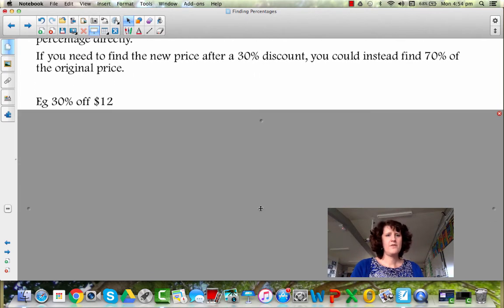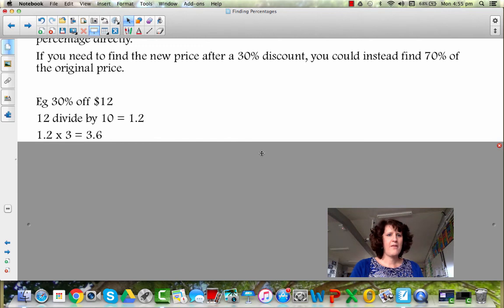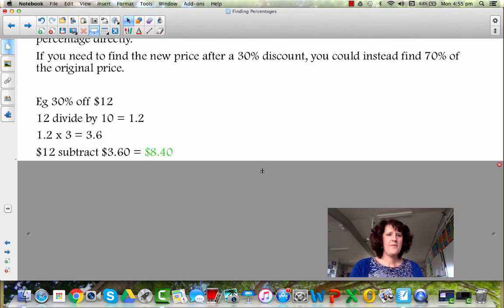So if you are trying to find 30% off $12, we know how to work that out. We find 10%, which in this case is 1.2, or that really means $1.20. And then you multiply it by 3 to get 3.6 or $3.60. And then you subtract it from the original price to find the new price of $8.40.